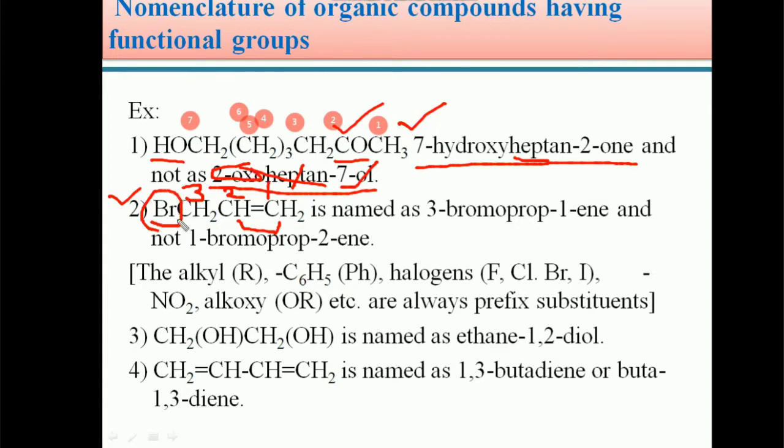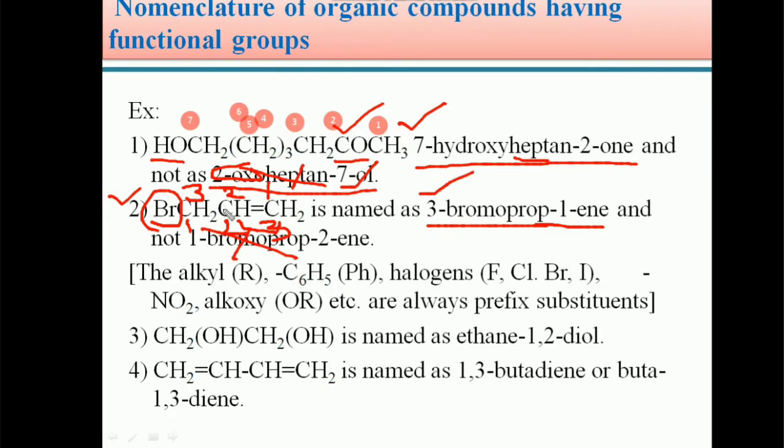Hence the name of this compound is 3-bromoprop. First carbon, the double bond is in between the first carbon and second carbon. So 3-bromoprop-1-ene, but not 1-bromoprop-2-ene. 1-bromoprop-2-ene means if you give numbering 1, 2, 3 from the other side, the name of this compound becomes 1-bromoprop-2-ene. So this is the wrong one. This is the correct IUPAC name of this compound.